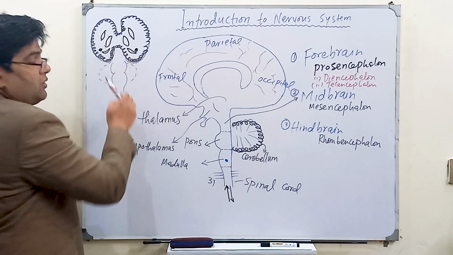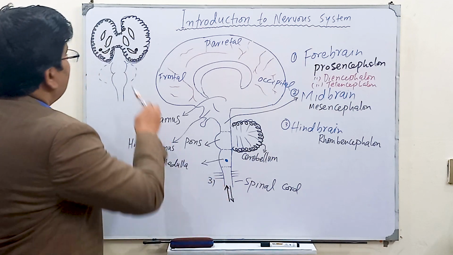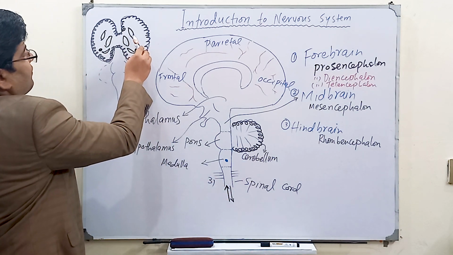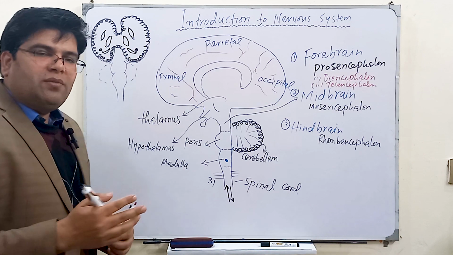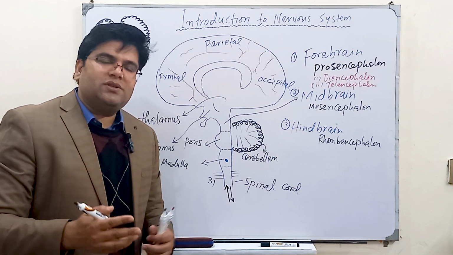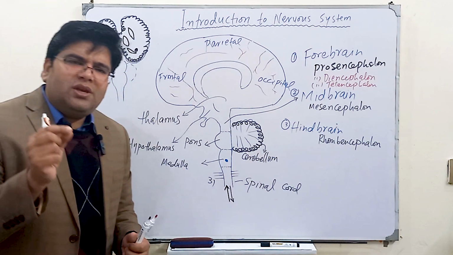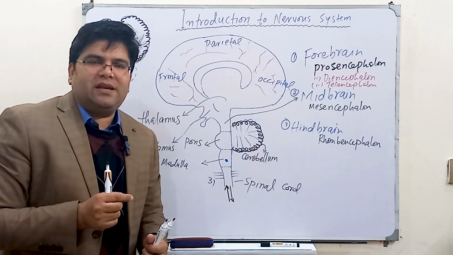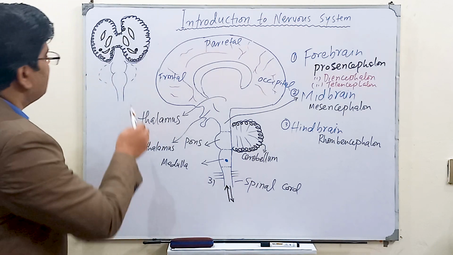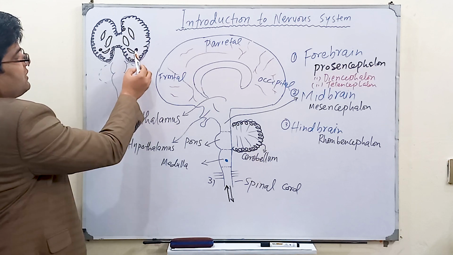Thalamus also contains so many nuclei, and then we have these putamen, caudate, and globus pallidus, which are called basal nuclei. They should not be called basal ganglia. They are better called basal nuclei. Here is hippocampus, and here is the amygdala.